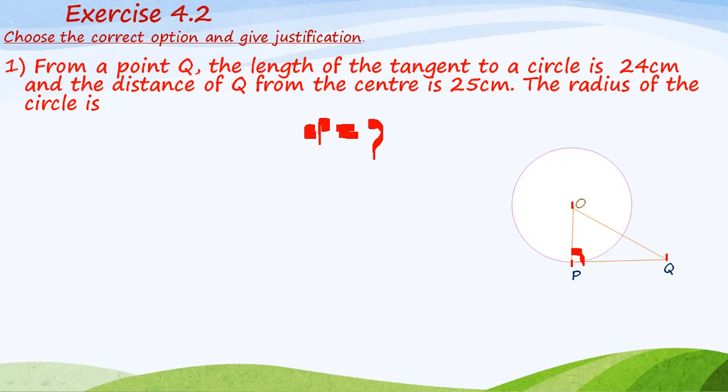Therefore, radius is always perpendicular to tangent. Angle P is 90 degrees. Therefore, this is a right angle triangle. OPQ is a right angle triangle. Angle P is 90 degrees.